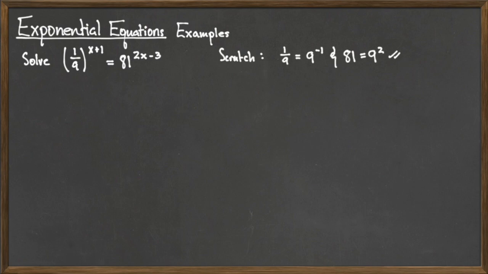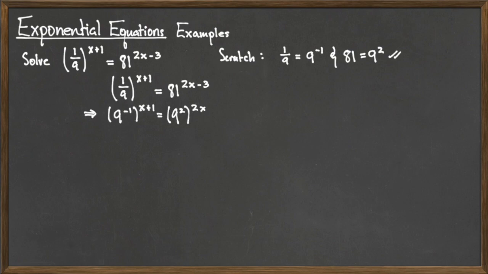Notice that 1 divided by 9 can be expressed as 9 to the negative 1, and 81 can be expressed as 9 squared. So we're going to take our original equation and make these replacements. I'm going to take 1 over 9 raised to the x plus 1 equals 81 raised to the 2x minus 3, and transform the left and right hand sides so that I get 9 to the negative 1 raised to the x plus 1 equals 9 squared raised to the 2x minus 3.